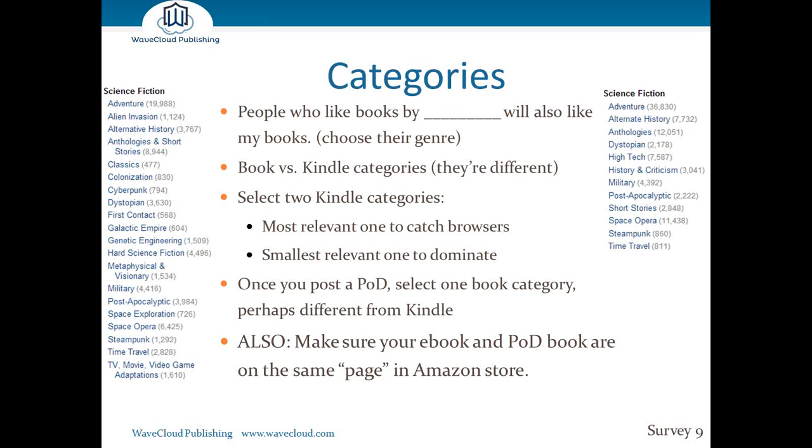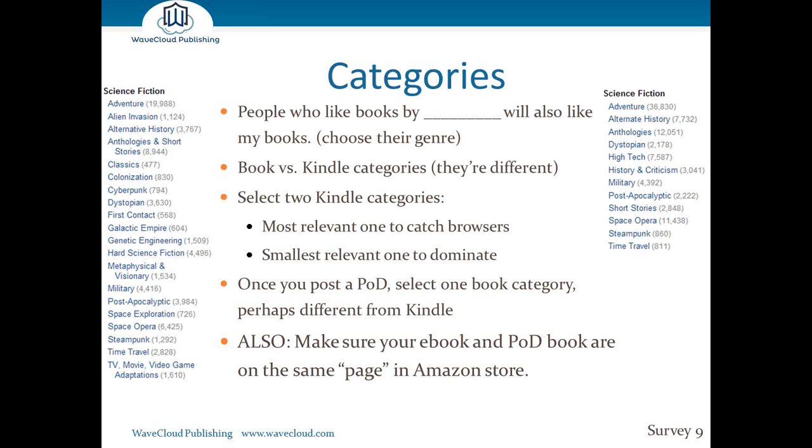So think carefully about the way you pick your Kindle categories. Now, one way to do it is simply say, look, the people who read Robert Ludlum, or the people that read so-and-so will also like my book, so go to their main genre and choose that as your main genre. Again, make sure you understand that the two taxonomies are different, so that when you upload in CreateSpace versus Kindle, take advantage of the second one.